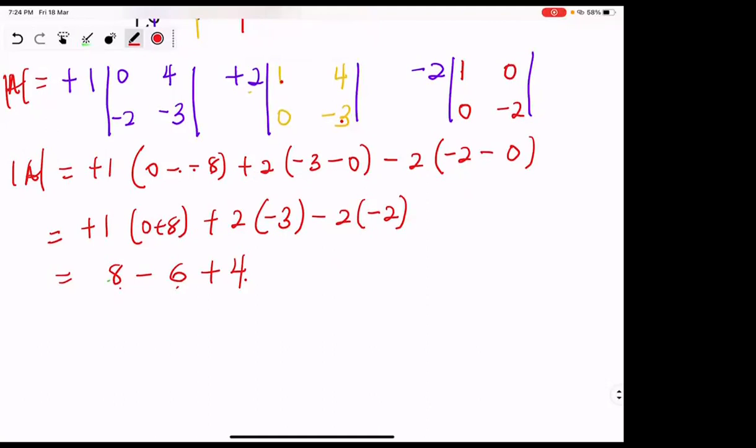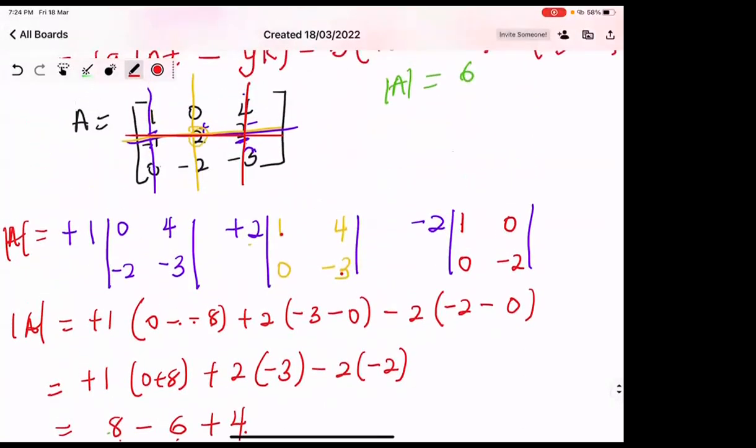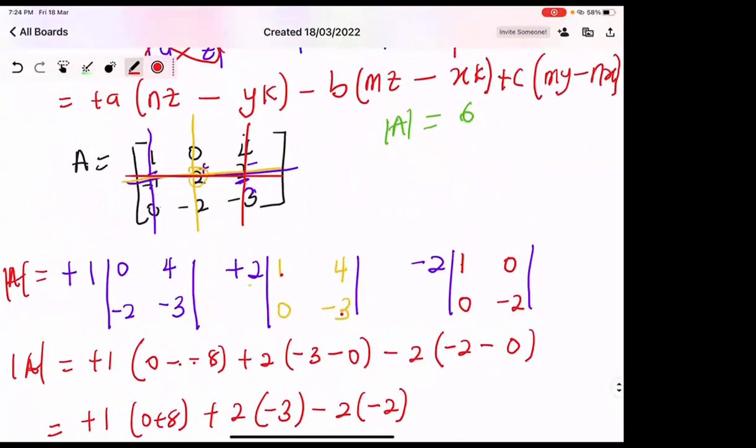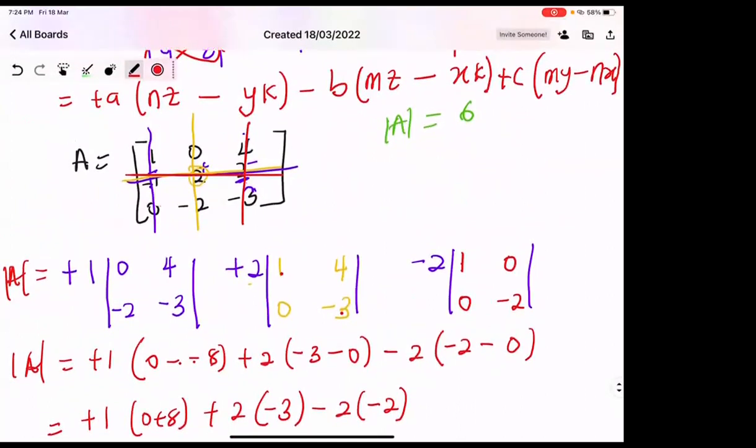All right, so 8 minus 6, that is 2, 2 plus 4, that is 6. So I'm going to employ you to try and use the third row and see if you get the same answer.